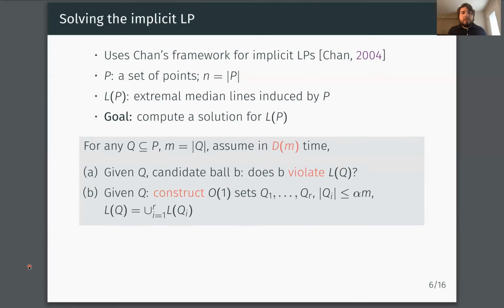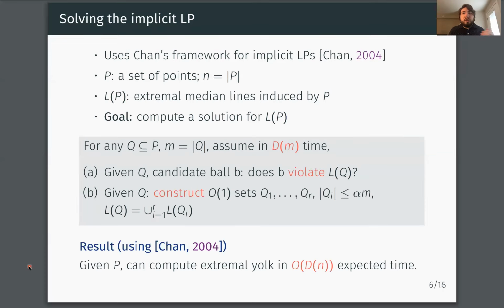The second operation, which we assume we can do, is essentially a partitioning step. Given a subset Q, we can construct a constant number of sets Q1 to Qr, such that each set Qi is a constant fraction smaller than Q. And the constraints of Q are partitioned among the constraints of the Qi's, okay? So all we require is that LQ is equal to the union of LQi for all i.